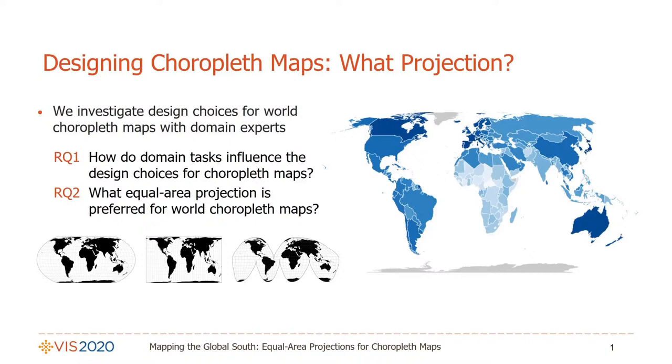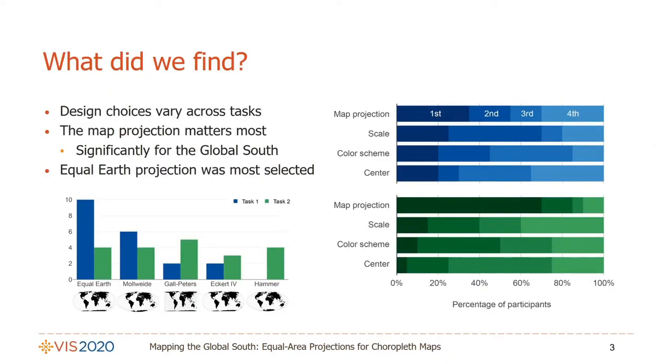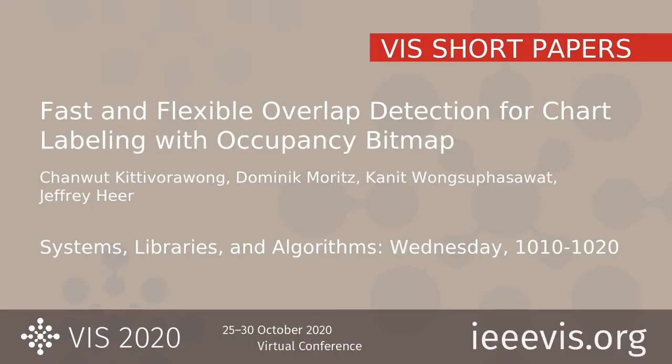In this paper, we investigate design choices for choropleth maps by domain experts. We tackle two research questions: how do domain tasks influence the design choices, and what equal-area projection is preferred? Through a survey, we collected 40 choropleth maps designed by 20 social scientists, and our analysis suggests that the choices vary across tasks, the projection was most important, and the equal-area projection was preferred.